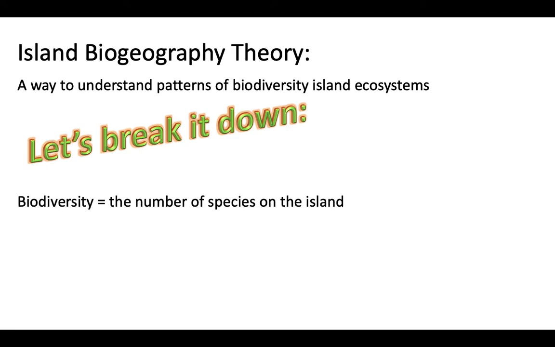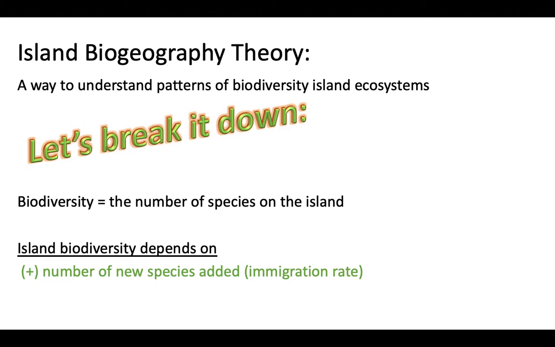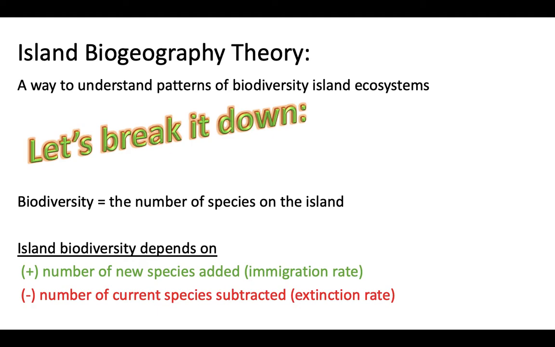So we've established that biodiversity is the number of unique species in an area, in this case on the island. And that island biodiversity is going to depend on two main factors. One, how many new species are being added? That's what we can look at as immigration. How many species are migrating, immigrating to that island? And the opposite, how many species are leaving, but not via emigration, via extinction, the number of species subtracted. So we can think about these two rates, the immigration rate and the extinction rate, as influencing the island biodiversity.